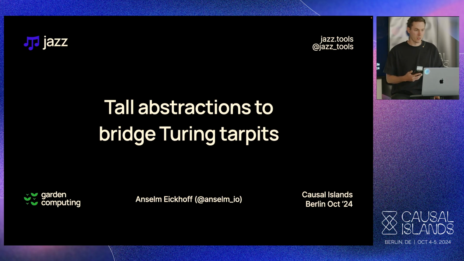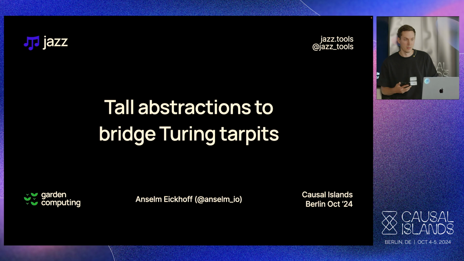I'm building a framework called Jazz and running a company called Garden Computing. But today I'll talk about these things a little bit, but I'm here to talk about Turing tarpits and what they are and how we can overcome them, and that we really want tall abstractions rather than shallow abstractions. So let's start with some definitions.